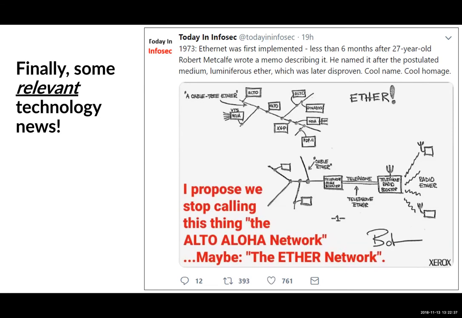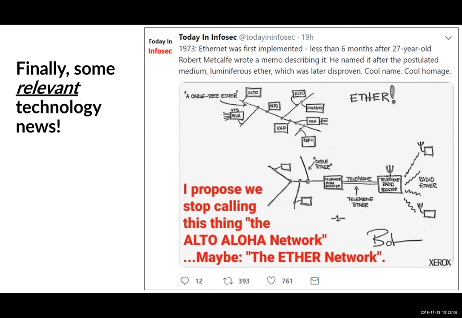And Ethernet is another one of these protocols that was developed back in the 1970s. This news story is from the Twitter feed today in InfoSec. In 1973, Ethernet was first implemented, 6 months after Robert Metcalfe wrote a memo describing it. So where does the name Ethernet come from? Well, he named it after the postulated medium ether, which was later disproven, right?